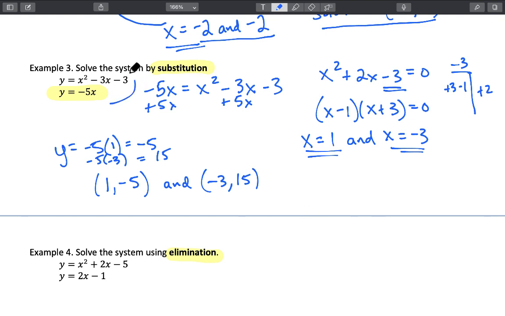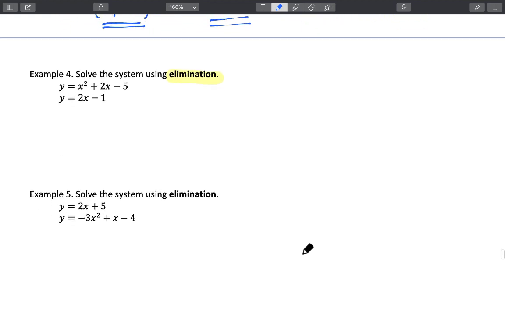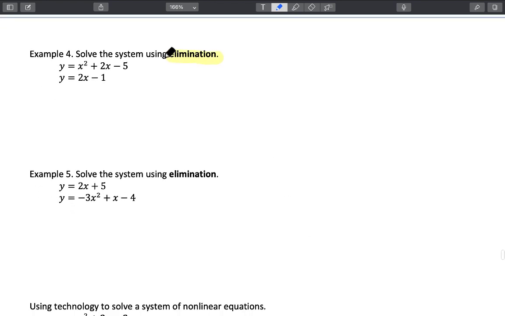Once again, if you were to graph this system of equations, you would see that those two graphs intersect at these two ordered pairs. All right, we're going to do one more example here, one more strategy, I should say, and this is the strategy of elimination. So when we eliminate, remember we're trying to eliminate one of those variables.